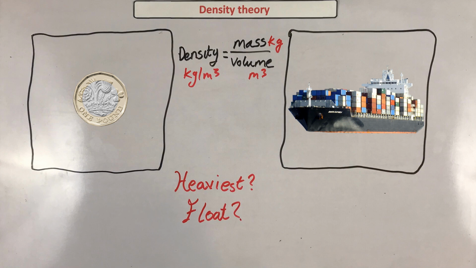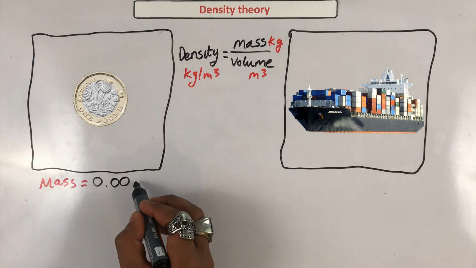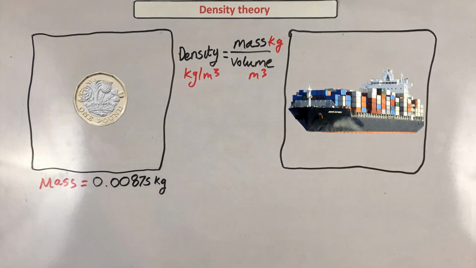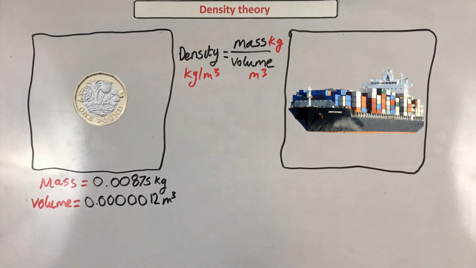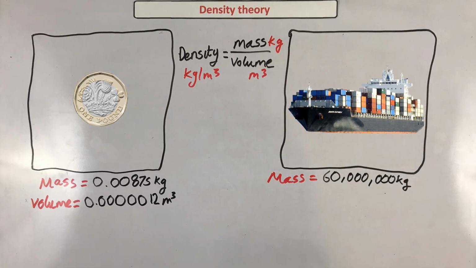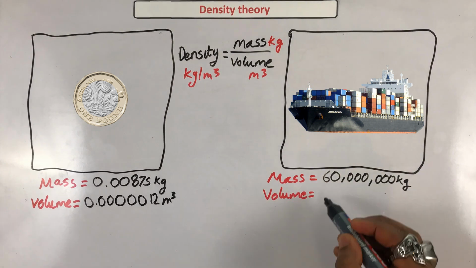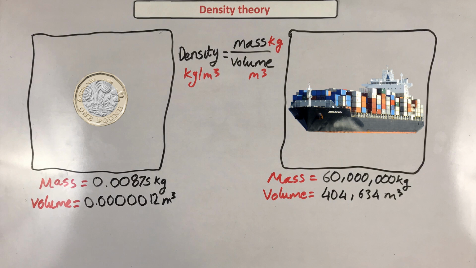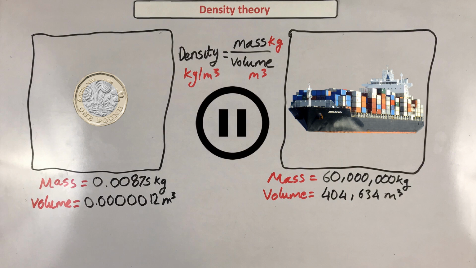Calculate the densities of these two objects using these values. The mass of the pound coin is 0.00875 kilograms, and the volume of the pound coin is 0.00000012 meters cubed. The mass of the ship is 60 million kilograms and the volume of the ship is 404,634 meters cubed. Pause the video and try and work it out.